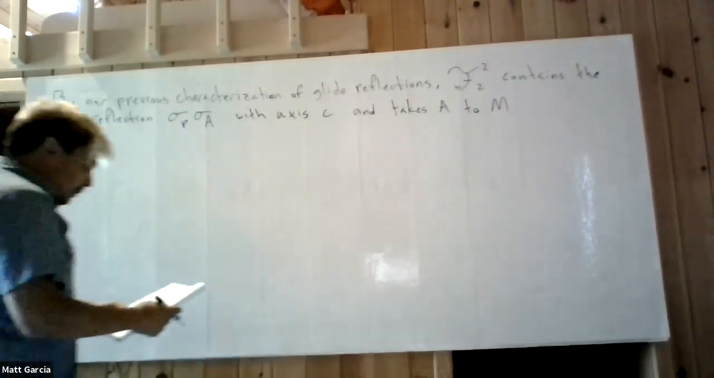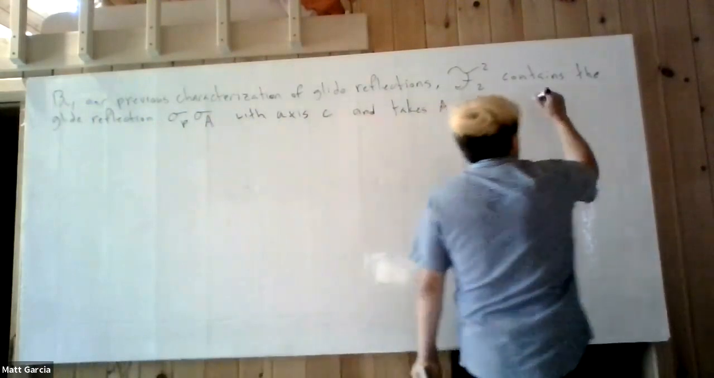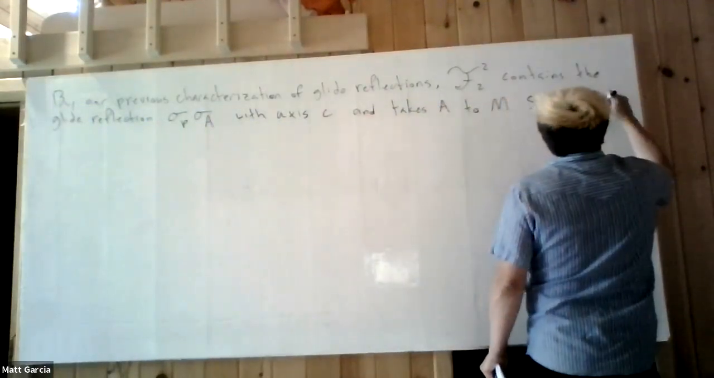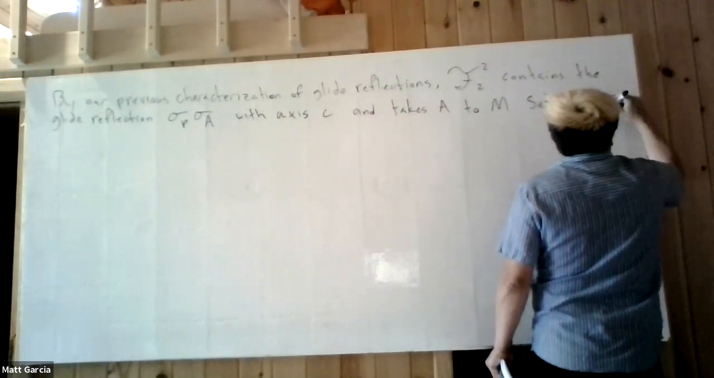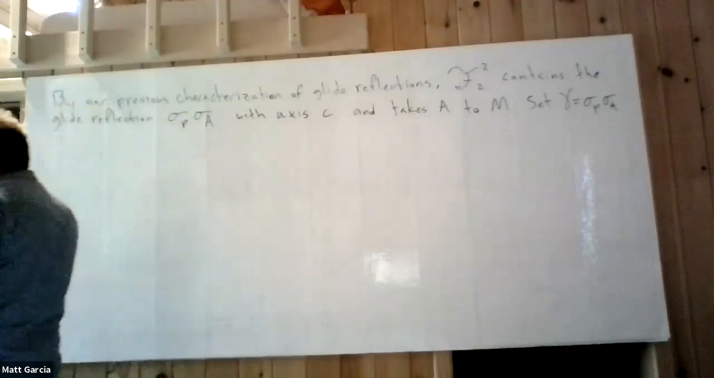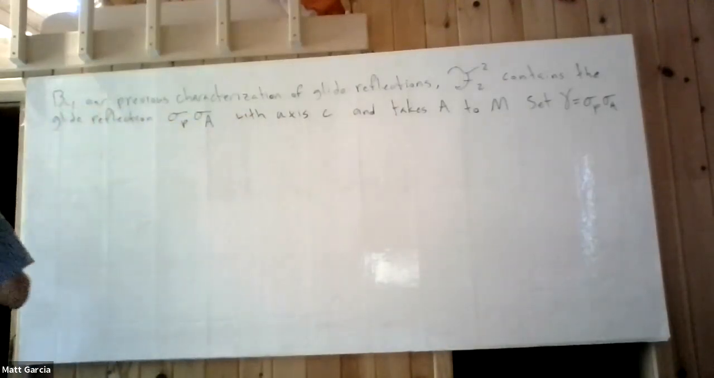So just notationally, let's set gamma equal to this product, sigma B, sigma A. Okay.